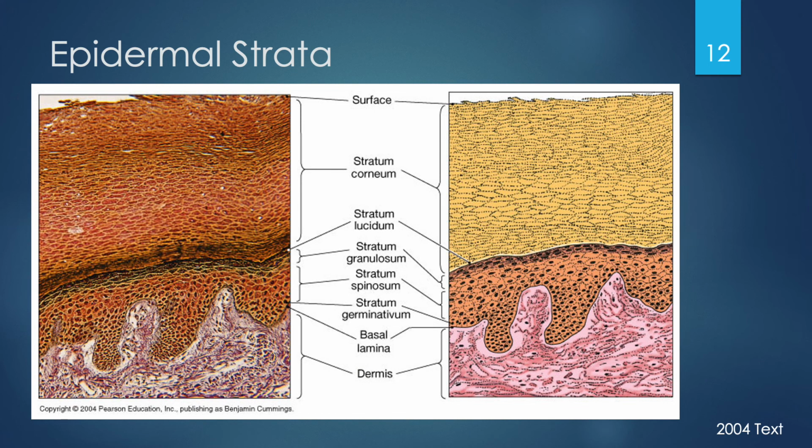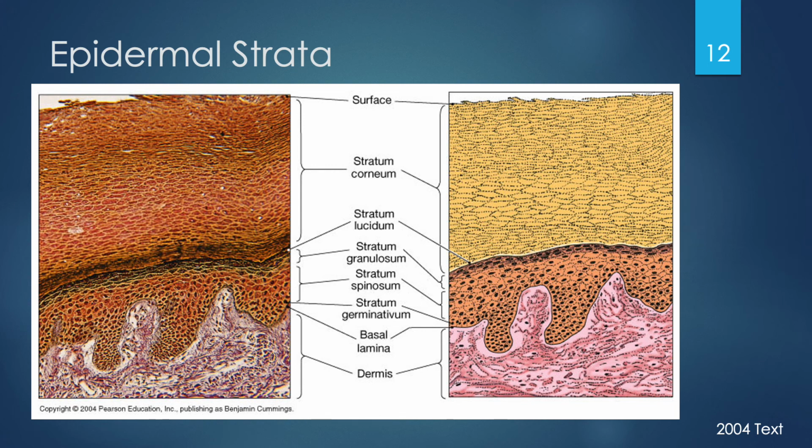Just to help you get used to looking at this and feeling comfortable with it, here's another slide from a text from several years ago, just so you can kind of get used to identifying these different layers. So again, if you look at the bottom where the orange meets the pink, that would be our basement membrane, and also the stratum germinativum or stratum basale starts there. That's where cells begin to grow and then migrate up to the superficial aspect.